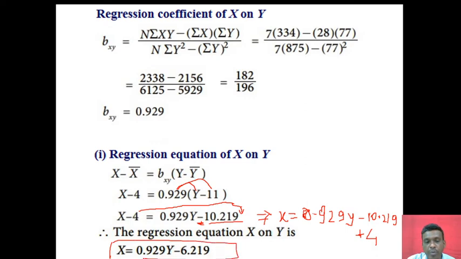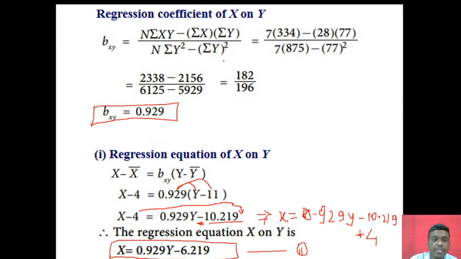So two important things we have got: this is the regression equation x on y, equation 1 you can say, and this is an important thing, that is what is checked when evaluation happens, whether you have got these answers right. Whenever they are evaluating your papers, they check whether you have written the correct formula and whether you have got the right answer. So these are two things they check.